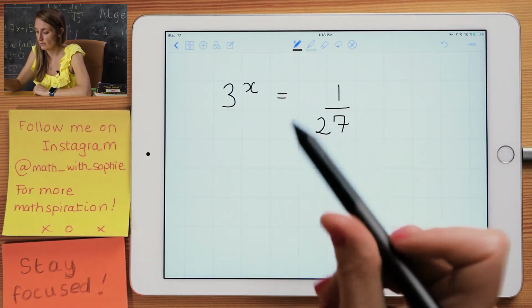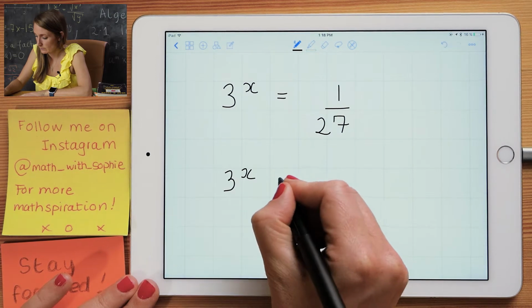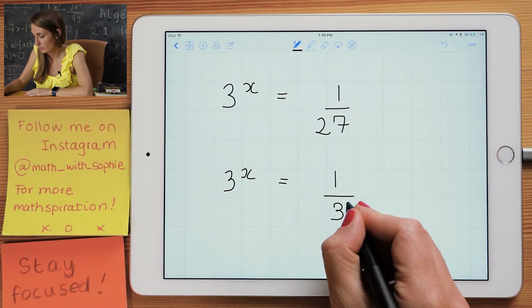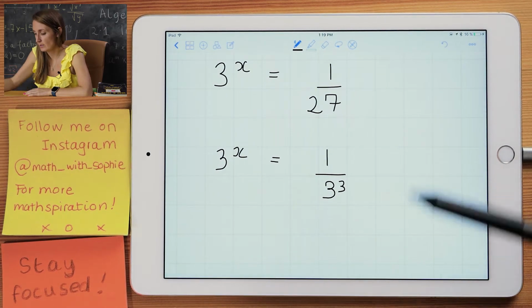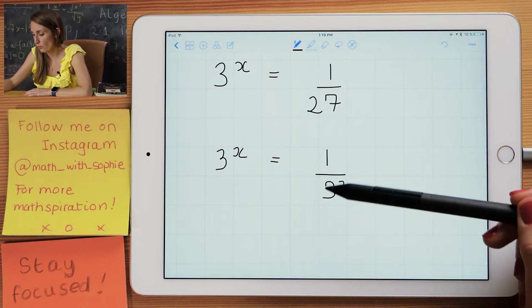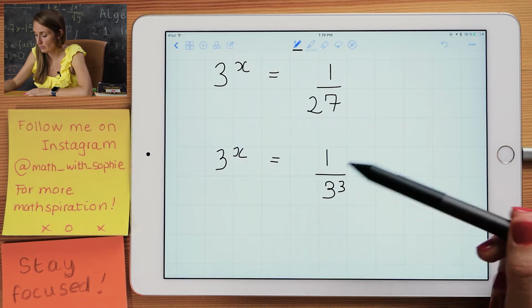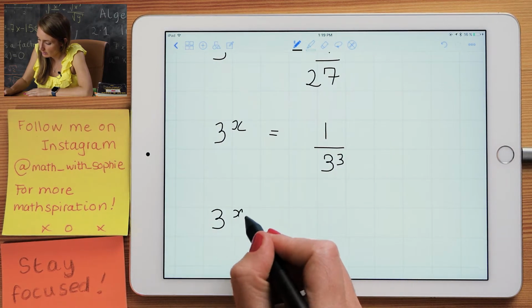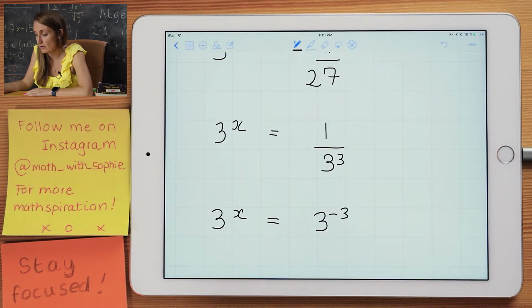So if you remember from previously that 27 is 3 cubed, because 3 times 3 times 3 is 27. And as we have 1 over, it's a negative power. So we're going to put this back on the top and change the sign to -3. So that's the opposite of what we did in the previous videos.